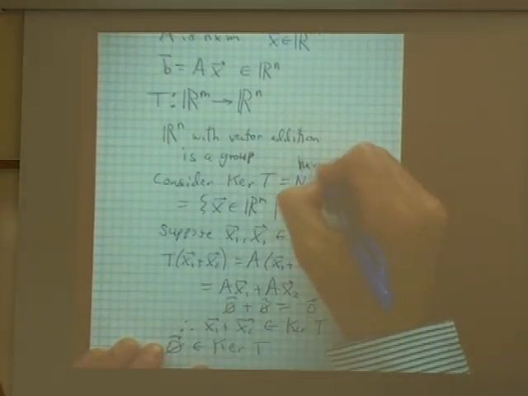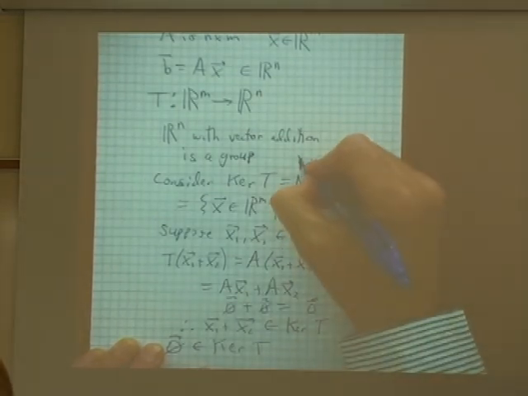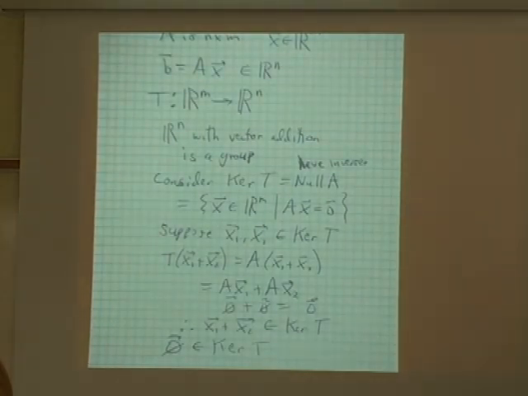And this is a very important subgroup. In general, we'll get a subgroup structure out of the kernel of a map.